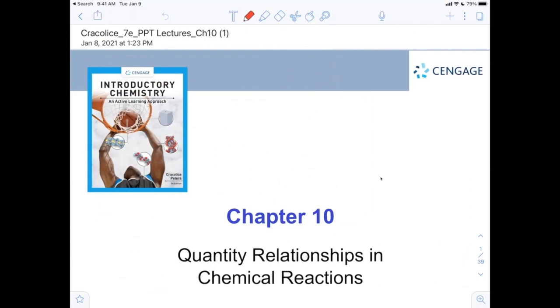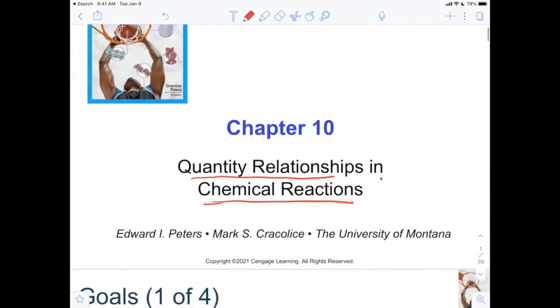Okay, chapter 10 is about quantity relationships in chemical reactions. Chapter 10 is essentially the end of chapters 7 and 8. Chapters 8 and 7 built up and prepared us for chapter 10. We talked about balancing the equation and different types of reactions in chapter 8, and doing simple conversions within the same formula. In chapter 10, we're looking at what we saw in chapter 7, but in the context of a chemical equation. The chemical equation does show relationships between the formulas in it.